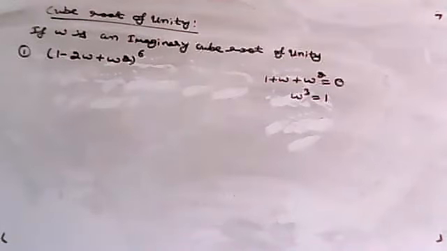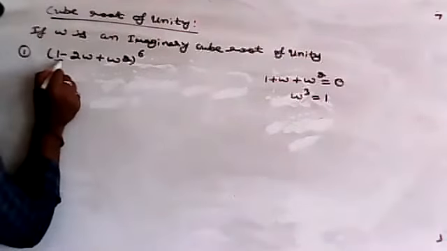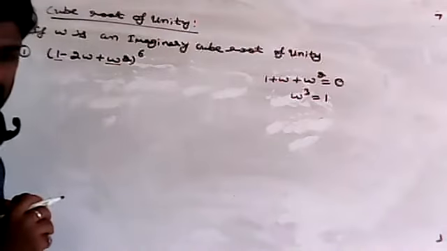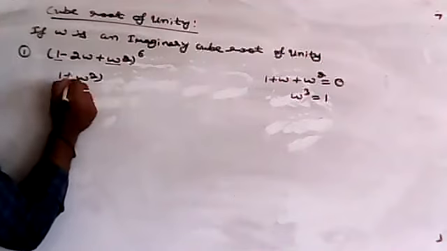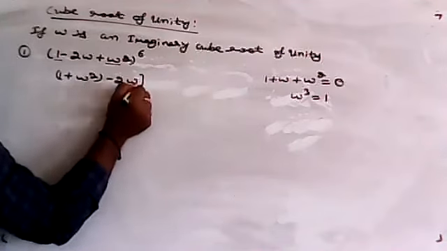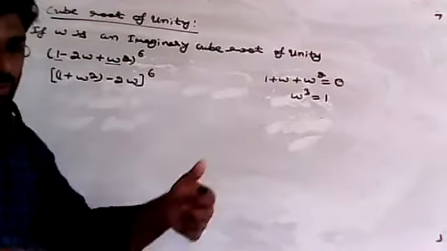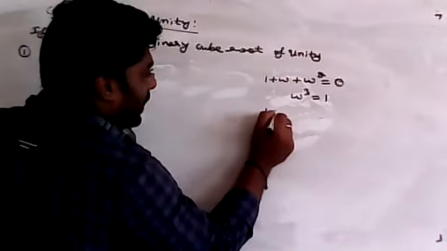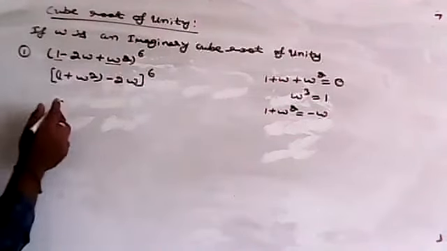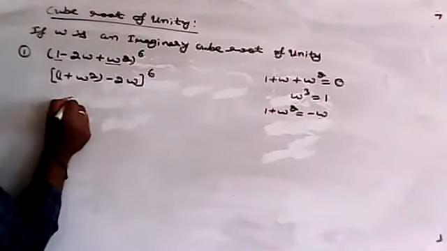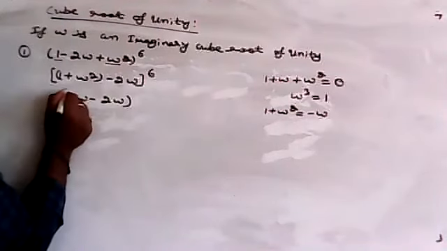We have to write it in the form of a complex term. See here, 1 is there, omega square is there. I'll take 1 and omega square as one term and minus 2 omega as one term, to the power of 6. From this one, can you tell me what is 1 plus omega square? It is minus omega. Yes, correct. So I'll put here (minus omega minus 2 omega) to the power of 6.